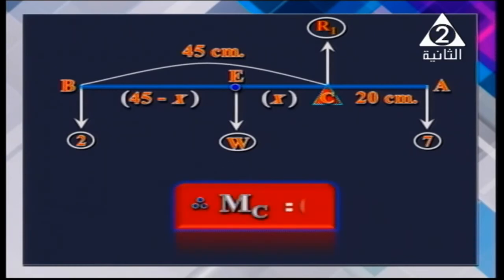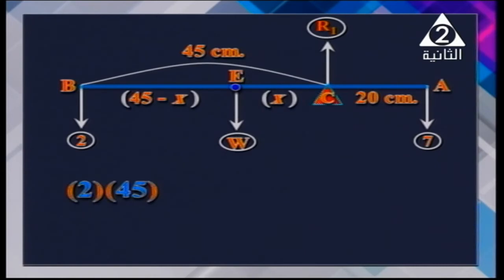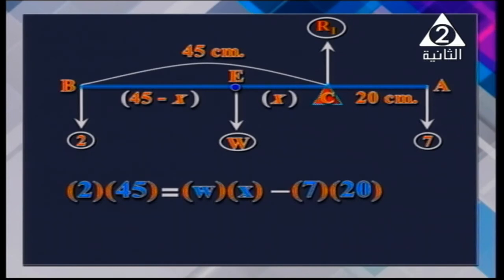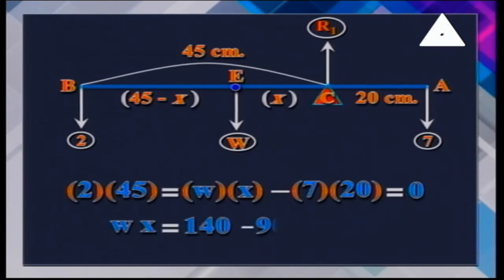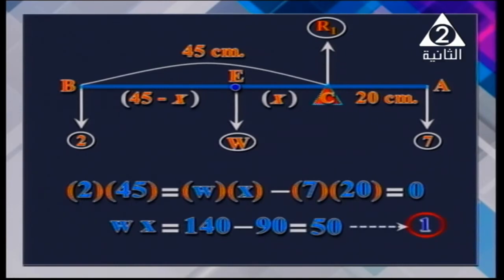Moment about C equals 0. We find the moment about C. Moment about C equals 0 by using 2 times 45, the distance between B and C, equals W times X minus 7 times 20 equals 0. Therefore, W X equals 140 minus 90, equals 50. This is equation number 1.